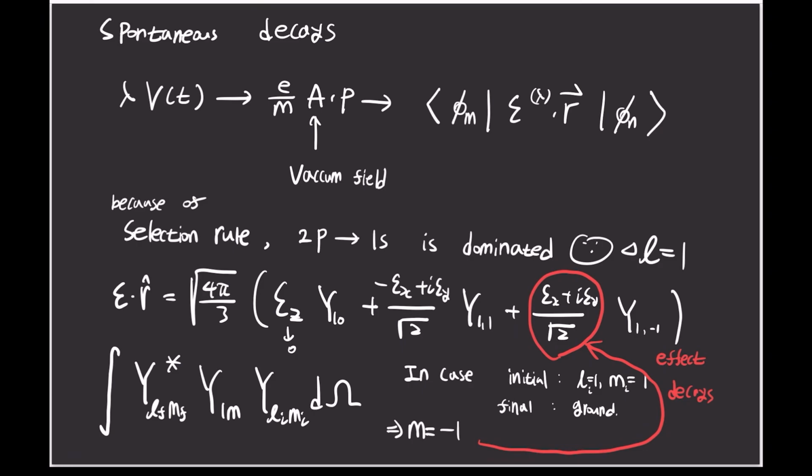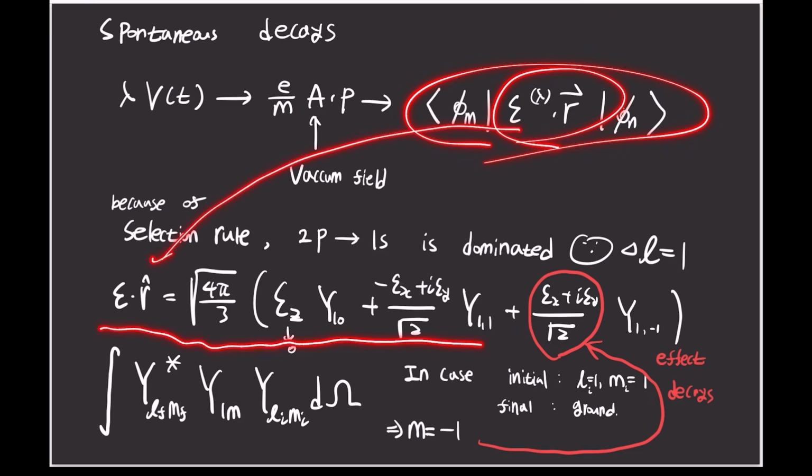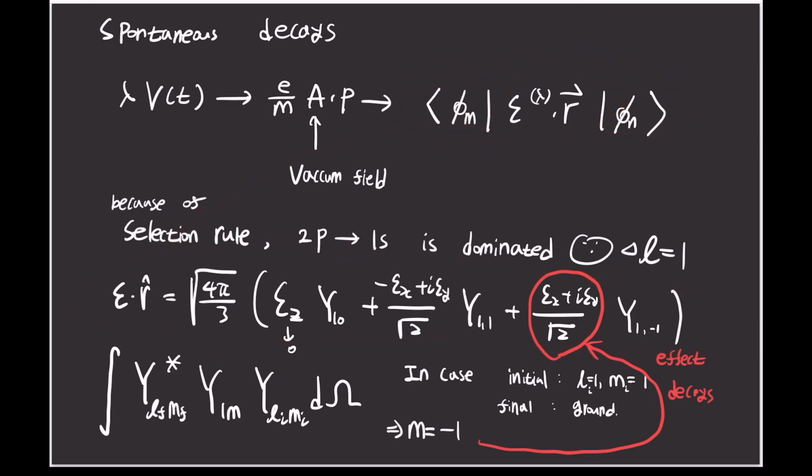Okay, spontaneous decay. I will skip time-dependent perturbation theory, electromagnetic interaction in quantum mechanics, and Fermi's golden rule here. But what you have to know is that this A is the vacuum field. This is actually an operator in quantum electrodynamics, but in the semi-classical limit, it's just a plane wave. And there are many options here, but this leads to this equation. And this component can be expanded by spherical harmonics.